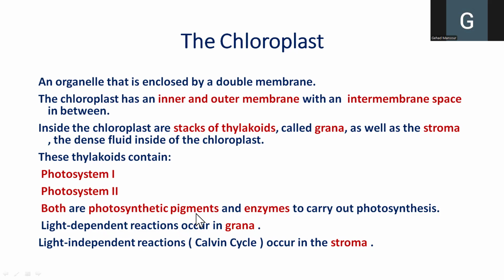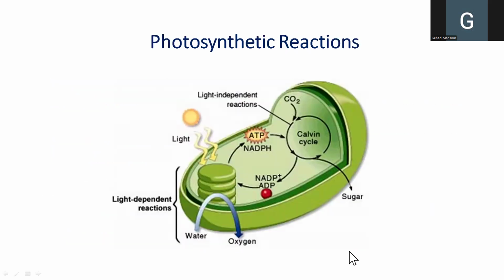The photosynthetic pigments inside the thylakoids, together with the enzymes, some of which lie inside the thylakoids and others in the stroma, are responsible for carrying out the whole process of photosynthesis. As I've just said, the light-dependent reactions that are initiated by light and that necessitate the presence of light to start occur in the grana, whereas the light-independent reactions that are grouped together into a biochemical pathway called the Calvin cycle occur outside the granum in the stroma.